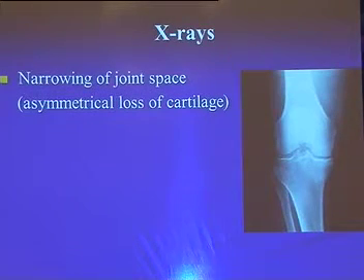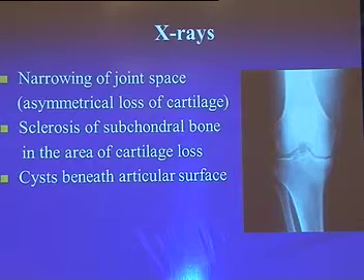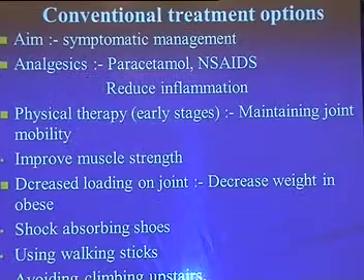These are the X-rays showing narrowing of the joint space in the medial compartment, and sclerosis, cyst beneath the articular surface. Osteophytes may be on the margins, with remodeling of bone ends.